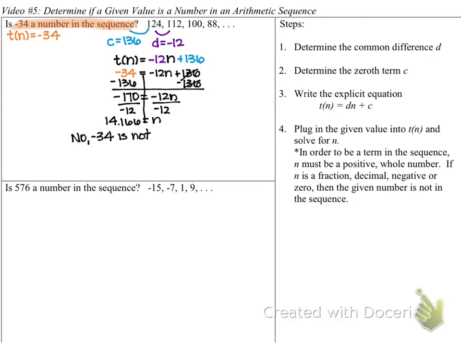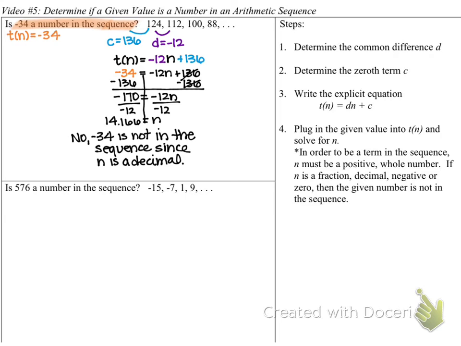And I have to be able to explain why. It is because n ends up being a decimal, and you can't have a decimal location in a sequence. If we're at 14.166, then that would be between 14 and 15. But if you're standing in line, you can't be between the 14th and the 15th person. That's not possible. So this is not in the sequence, since n is a decimal. So not acceptable.